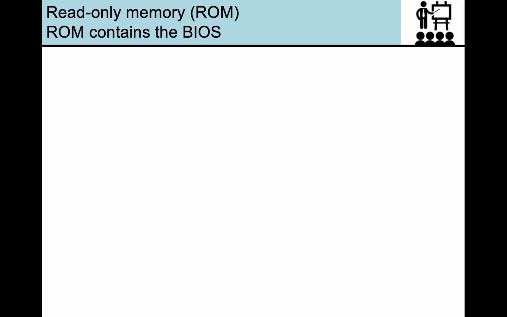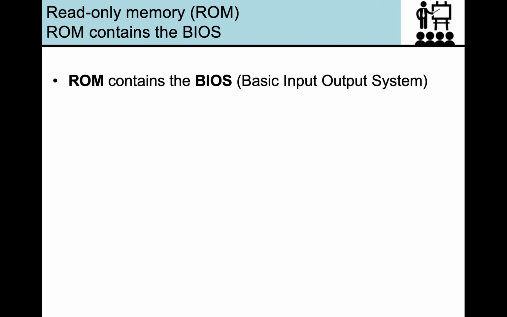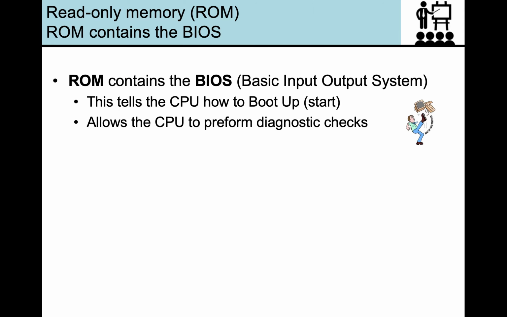So read-only memory, ROM, contains the BIOS. And the BIOS is the basic input-output system. And this tells the CPU how to boot up, or it tells the CPU how to start the computer. So the moment I press the power button, there's a piece of non-volatile memory called ROM, and that holds instructions for how to start the computer. And the CPU gets those instructions, and then it knows how to boot up the computer. And it also performs diagnostic checks just to make sure that the computer system works.